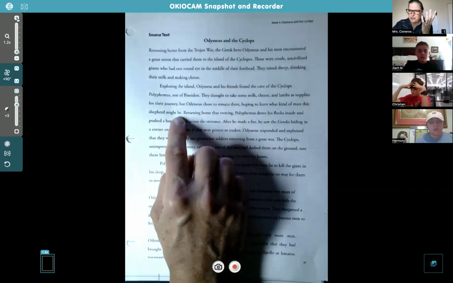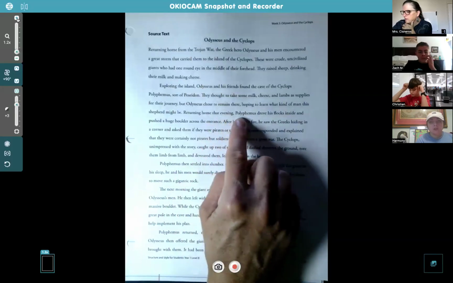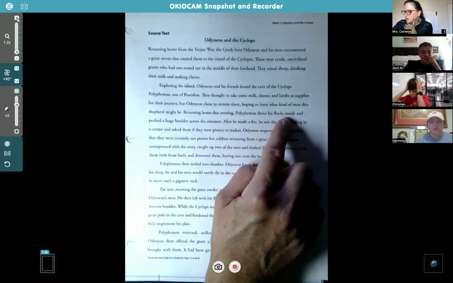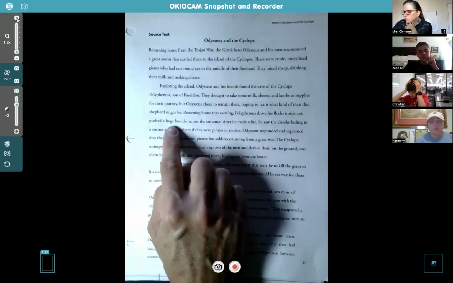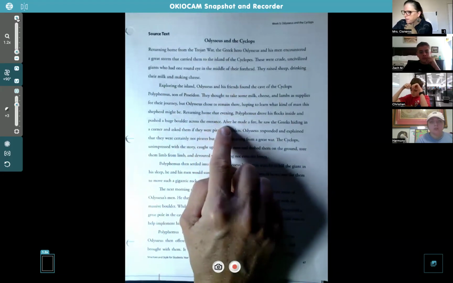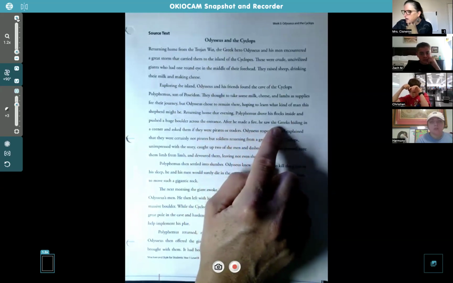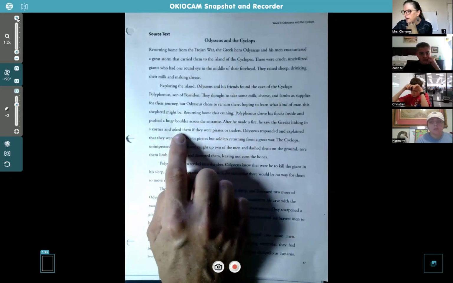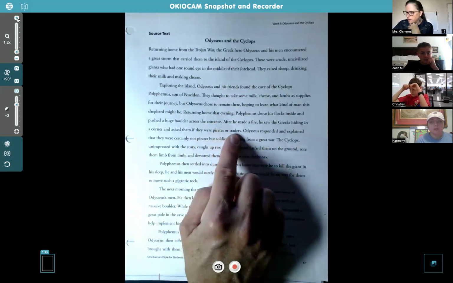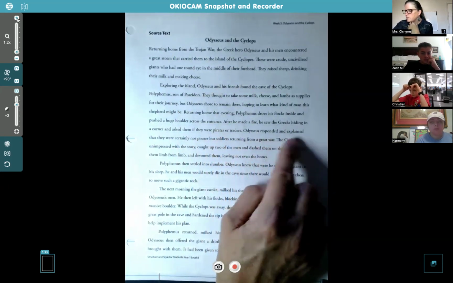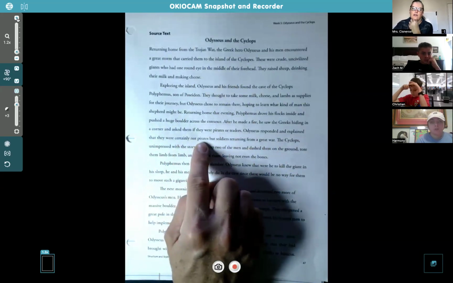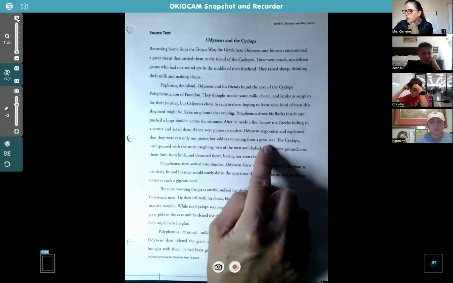Even though he calls him a man, he's a giant, so he's not a regular man, right? They were going to steal. And then they decided, you know what? Let's find out about these creatures, these giants. Let's find out what they're about. Returning home that evening, Polyphemus drove his flocks inside and pushed a huge boulder across the entrance. After he made a fire, he saw the Greeks hiding in a corner and asked them if they were pirates or traders. Odysseus responded and explained that they were certainly not pirates, but soldiers returning from a great war.